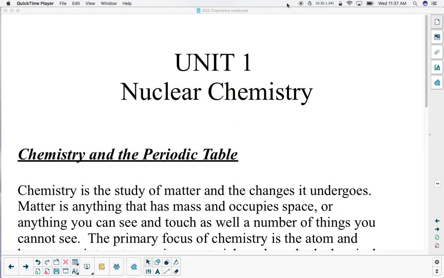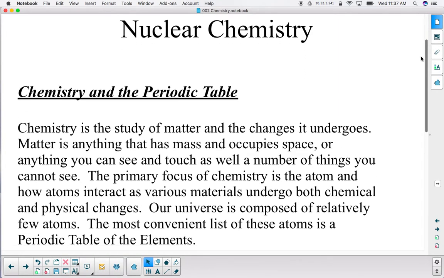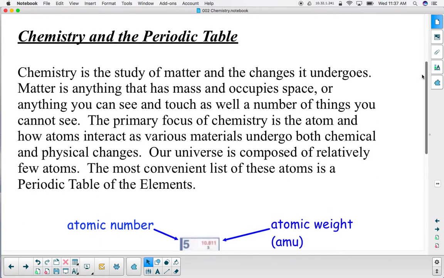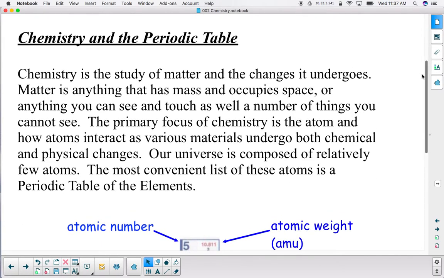Unit 1 will address nuclear chemistry, which is basically the structure of the atom inside its nucleus and some of the ramifications of that structure. Before we can start to talk about atoms in the nucleus, we need to get a handle on chemistry and the periodic table. Chemistry is the study of matter and the changes it undergoes. Matter has mass and occupies space and includes a number of things, anything you can see and touch, as well as a number of things you cannot see.